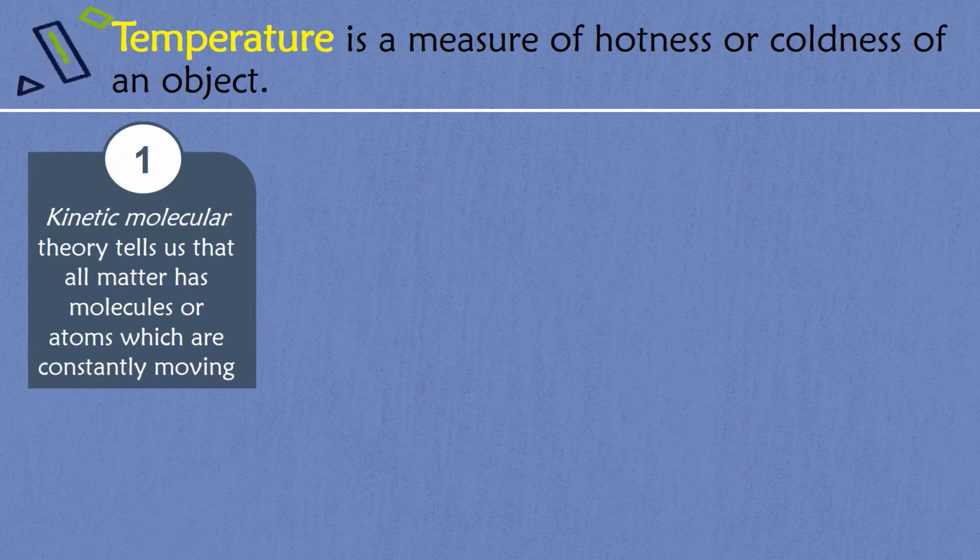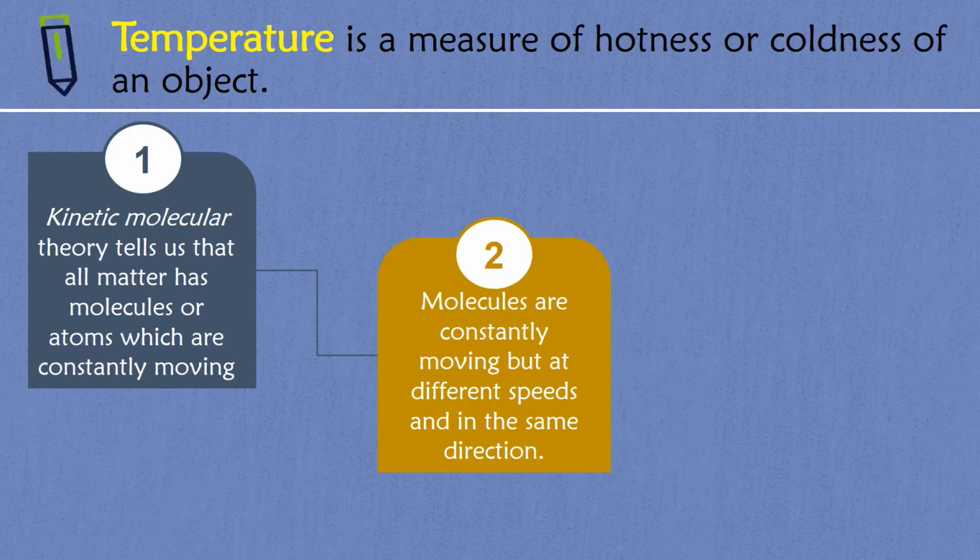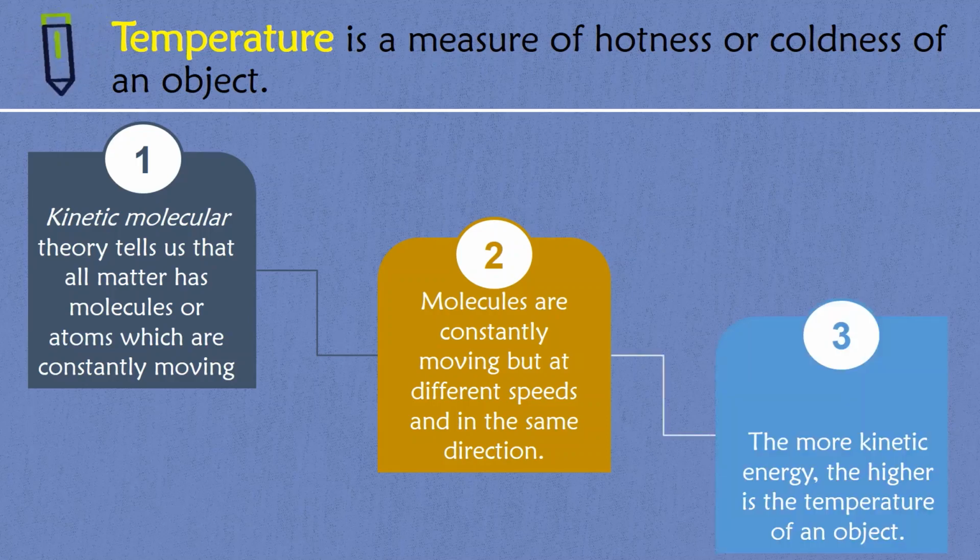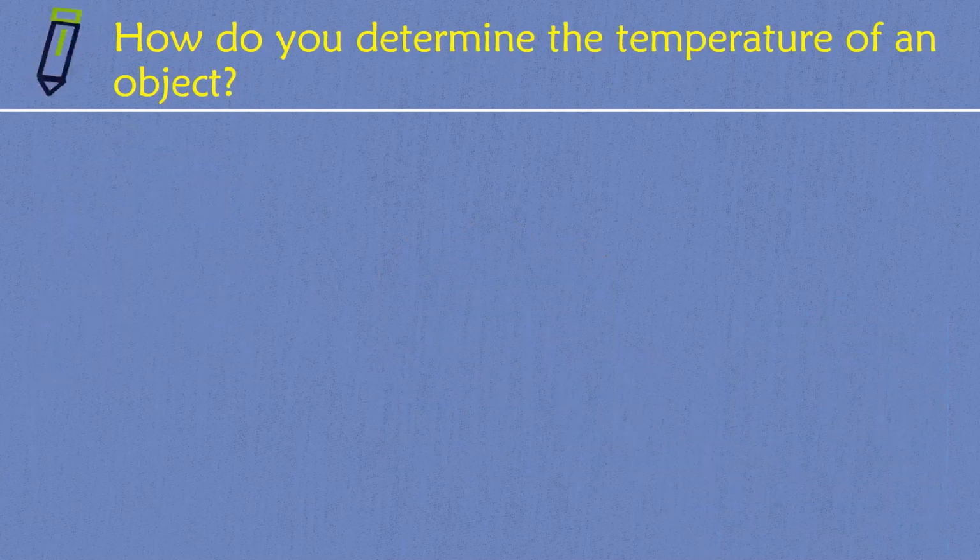Kinetic molecular theory tells us that all matter has molecules or atoms which are constantly moving. Thus, they have kinetic energy. Molecules are constantly moving but at different speeds and in different directions. Moreover, the faster these molecules move, the more kinetic energy they have. The more kinetic energy, the higher is the temperature of an object.